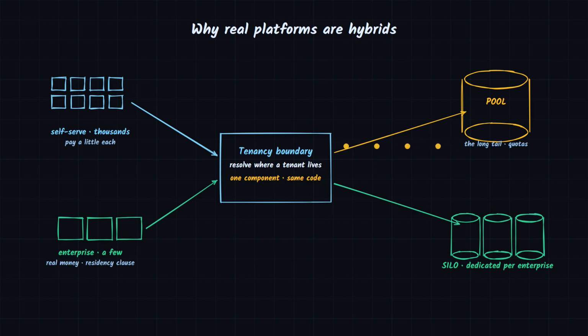The mistake is not choosing pool or choosing silo. The mistake is building one, discovering you need the other for a single deal, and finding out the tenancy assumption is welded into every query you own. So how do you actually choose?